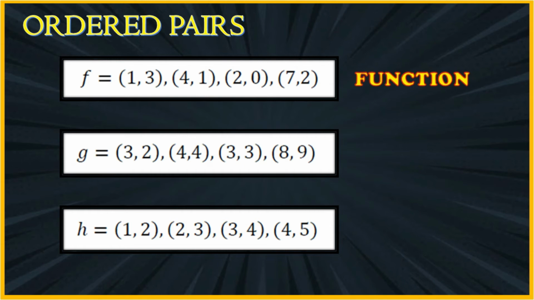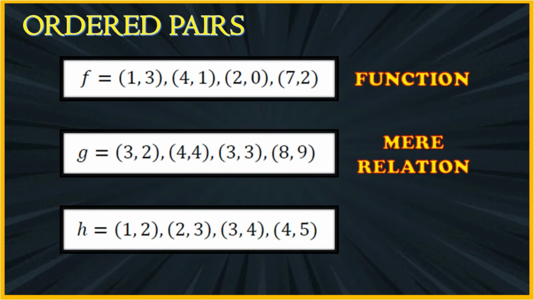Next, set G contains the ordered pairs (3, 2), (4, 4), (3, 3), (8, 9). There is a repetition of the X value 3, and it has different Y values, which are 2 and 3. So in that case, set G is just a mere relation.